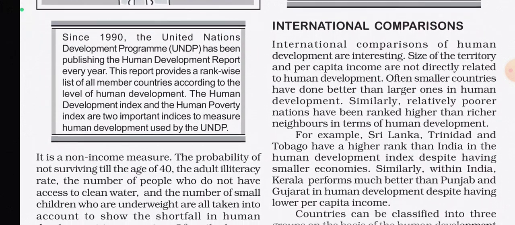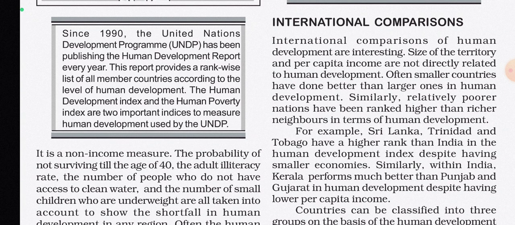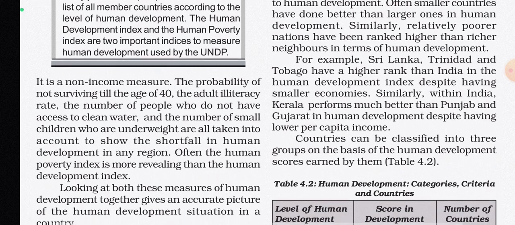Since 1990, the United Nations Development Programme has been publishing the Human Development Report every year. This report provides a rank-wise list of all member countries according to the level of human development. The Human Development Index and the Human Poverty Index are 2 important indices to measure human development used by the UNDP. It is a non-income measure.